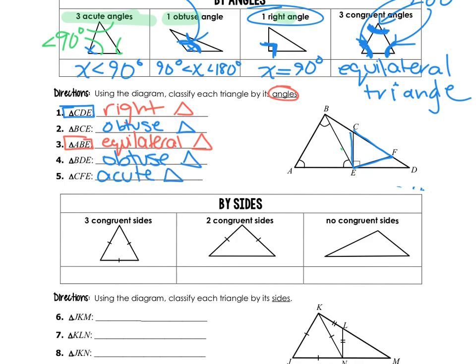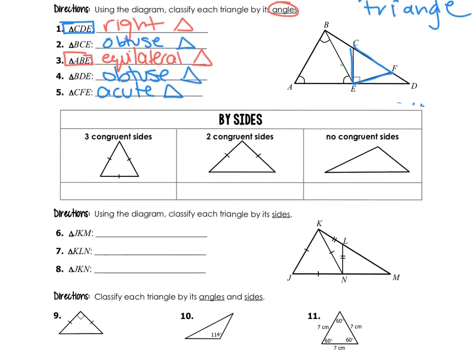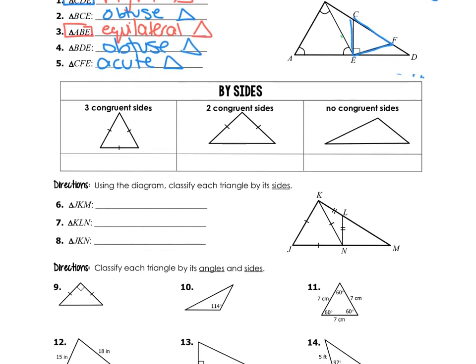Okay. Now let's talk about categorizing by sides. So there are special names for when all three sides are the same, when two are the same, and then when none of them are the same. So I actually already said this one earlier. When all three sides are the same, we call this an equilateral triangle. So that's an equilateral triangle. When only two of them are the same, we call this isosceles. So this would be an isosceles triangle because two of the sides are the same.